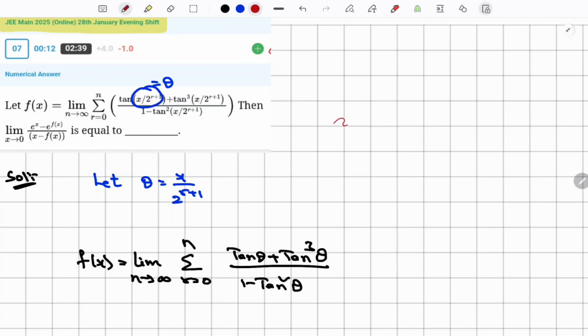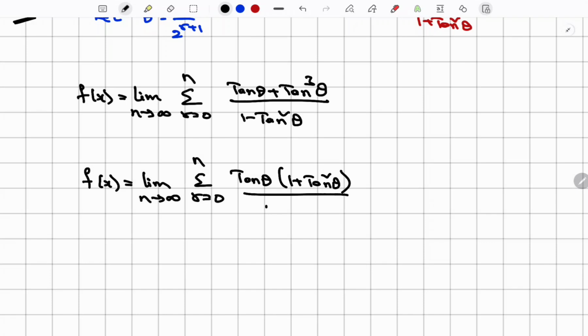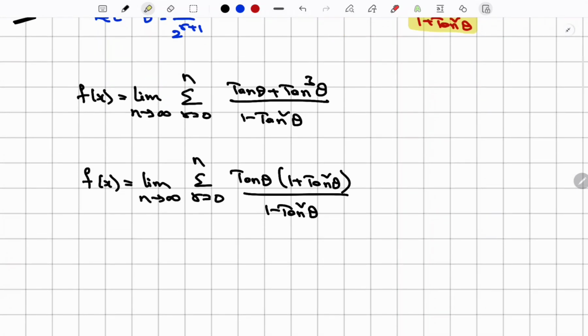Now, before entering into this question, we already know that the cos 2 theta formula is (1 minus tan² theta) divided by (1 plus tan² theta). Please do remember, in the middle we will use it. Then my next step, f(x) will be equal to limit n tends to infinity, sigma r equal to 0 to n. In the numerator, let me take tan theta as common. Then (1 plus tan² theta) whole divided by (1 minus tan² theta). Now, if you observe here, cos 2 theta equals 1 minus tan square by 1 plus tan square, but here it is 1 plus tan square by 1 minus tan square. So this value can be written as 1 by cos 2 theta.